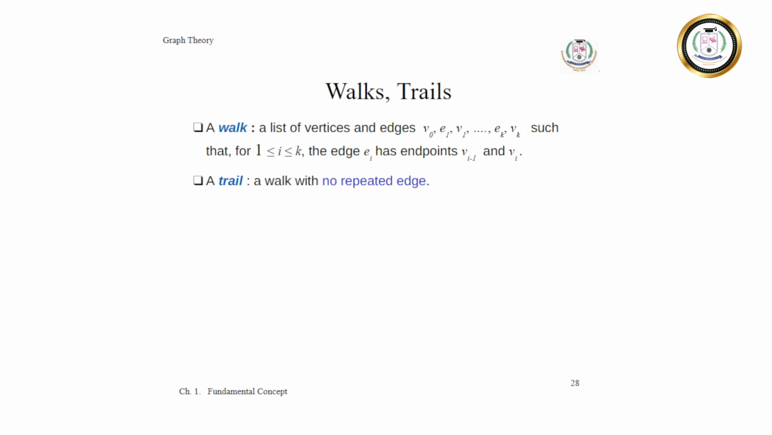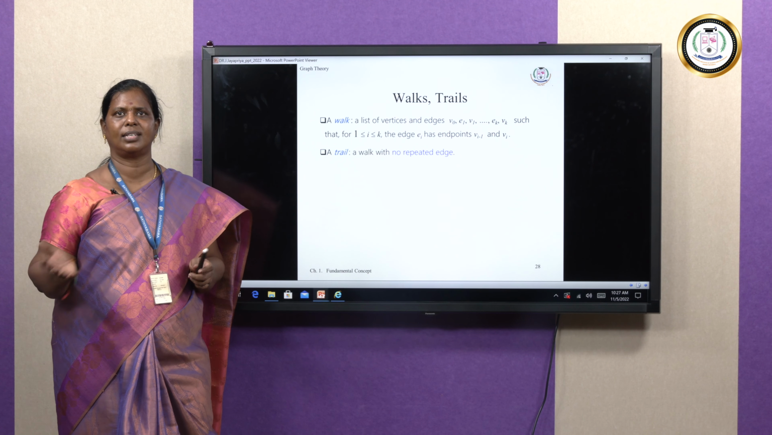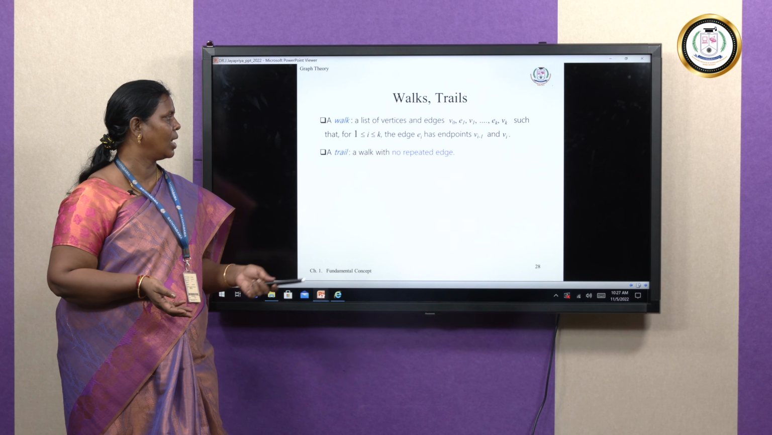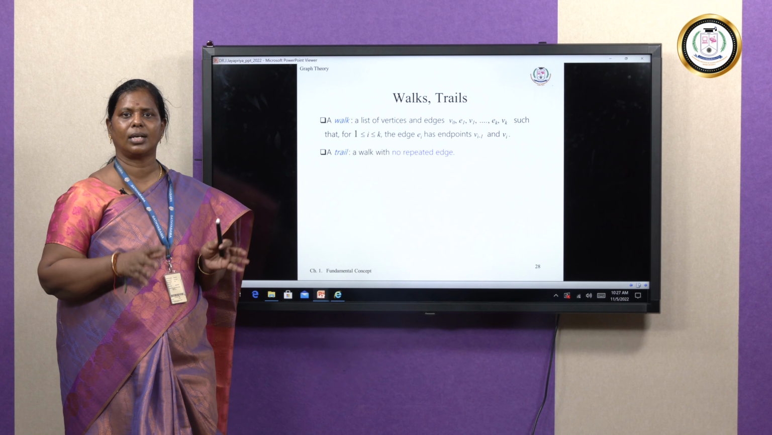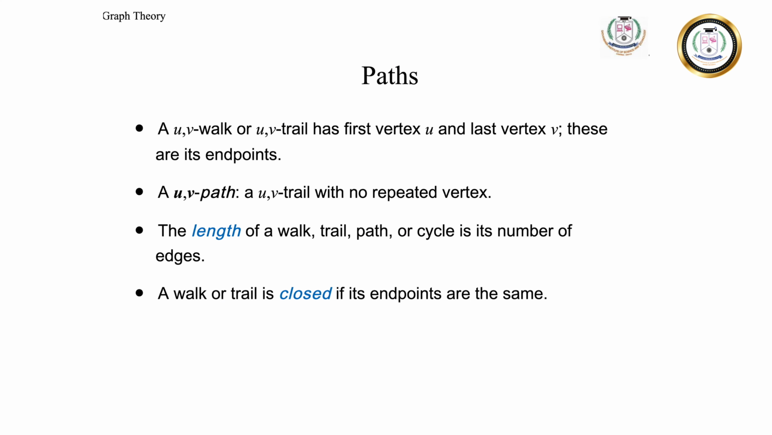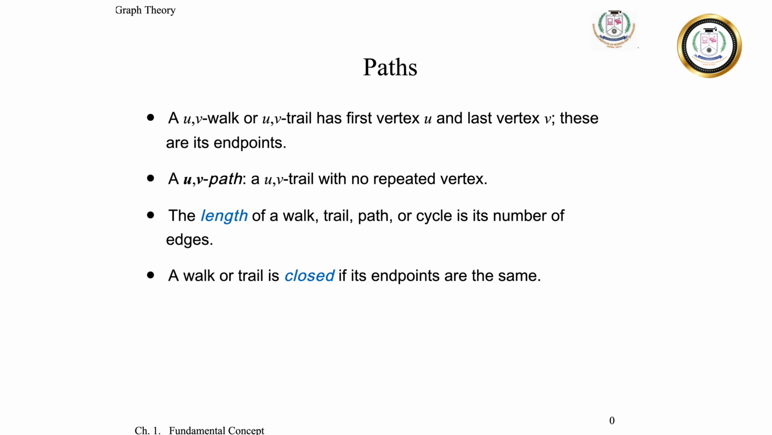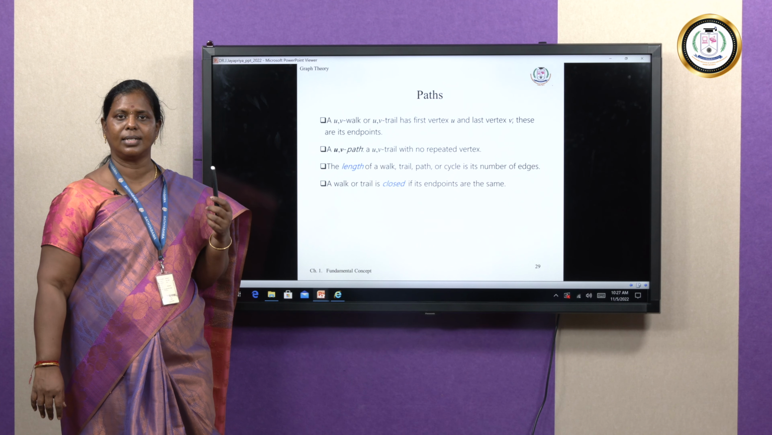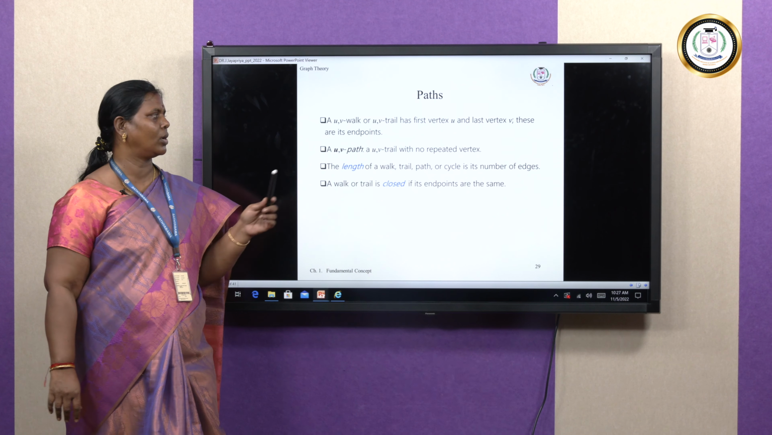So, now what does a walk mean? A sequence of vertices and edges, we call it a walk. And a trail means what? A walk in which the edges are not repeated, we call it a trail. And here we have seen what a path means. If in a trail the vertices are not repeated, we call it a path.